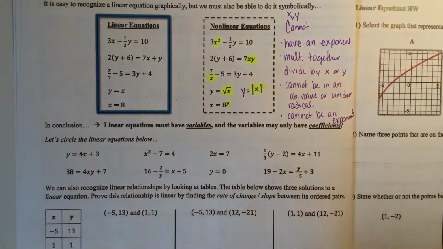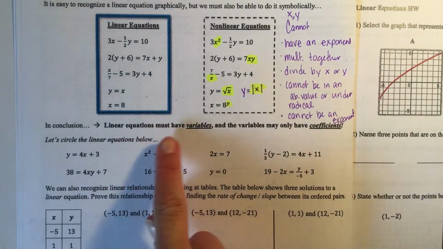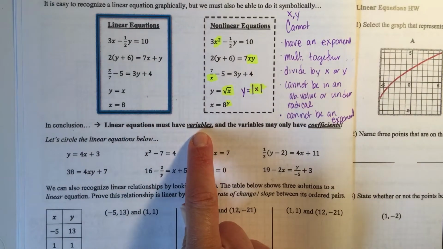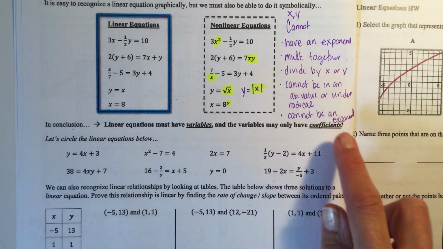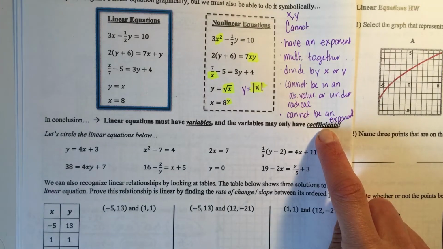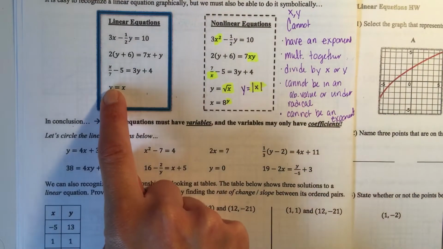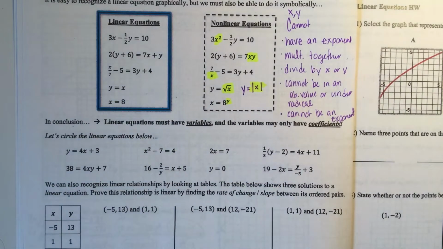Okay, so in conclusion, linear variables or linear equations must have variables, so there has to be an x and a y, and the variables may only have coefficients. The coefficient is the number in front of the variable. Now this is kind of tricky because if you look here, our x and y's don't have something in front of them, but there's always an understood 1.